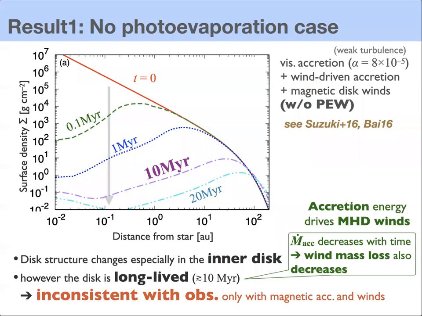This is because MHD winds are driven by accretion energy. So the wind mass loss rate decreases along with decreasing accretion rate with time. So the MHD winds are self-regulated, and we cannot reproduce the observed disk lifetime only with MHD disk winds and accretion.